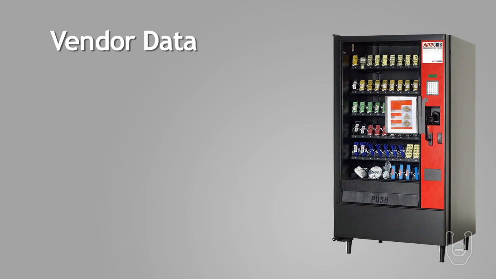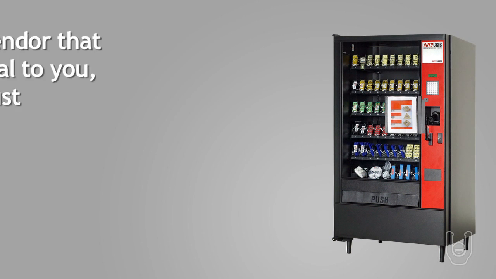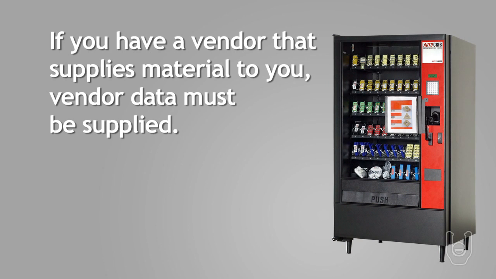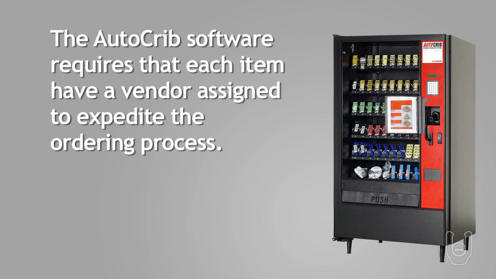Vendor data is crucial, as this information is used throughout the RDS system. If you have a vendor that supplies material to you, even if it's only one item, the vendor data must be supplied. The AutoCrib software requires that each item have a vendor listed so that reorders have all the complete information needed to expedite the ordering process.